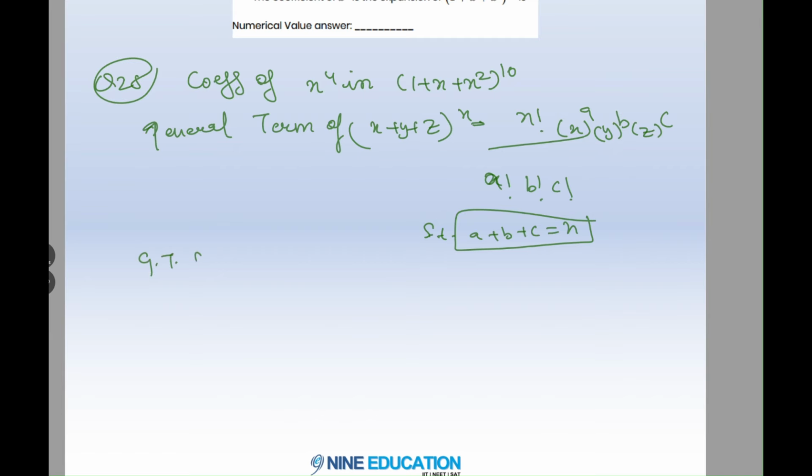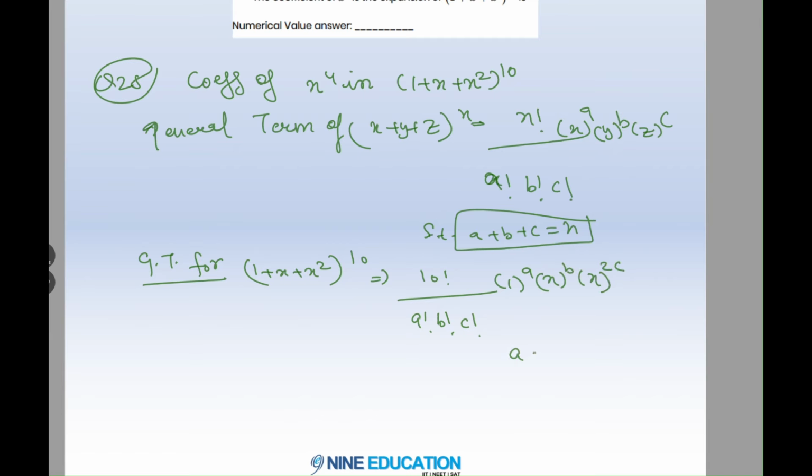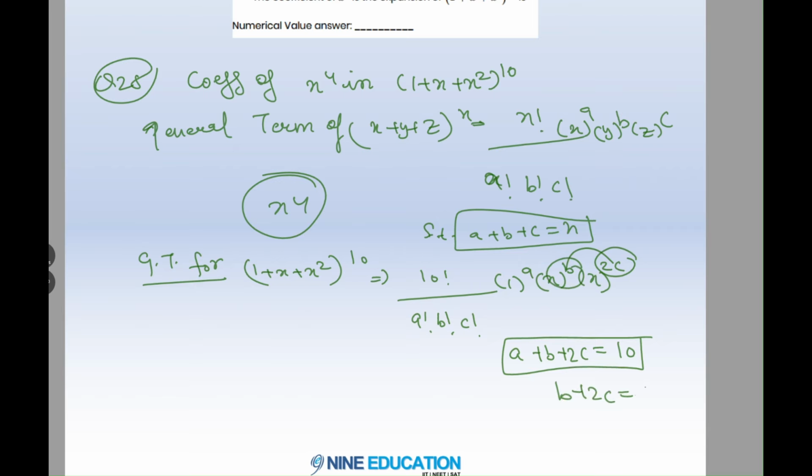Now, the general term for (1 plus x²)¹⁰ will be 10 factorial by a factorial, b factorial, c factorial, 1^a, x^b, x^(2c), such that a plus b plus 2c should be equal to 10. Now, what you want is the coefficient of x⁴. So, b plus 2c must be equal to 4.